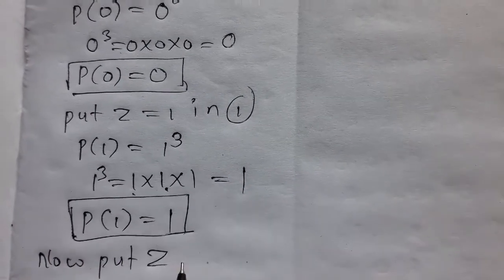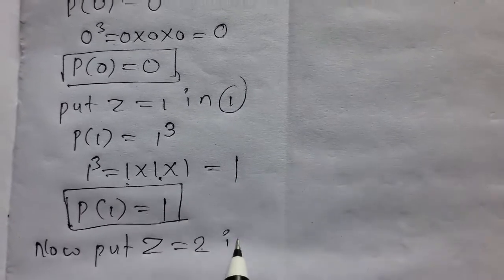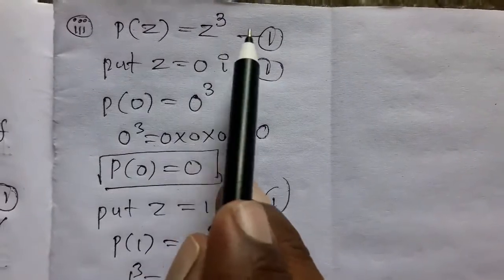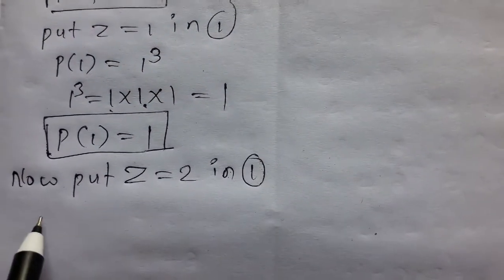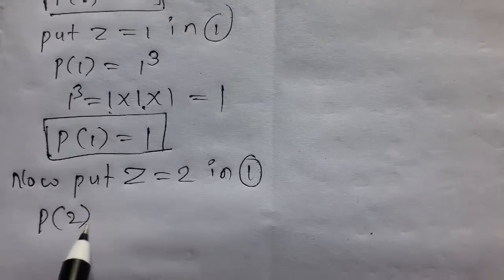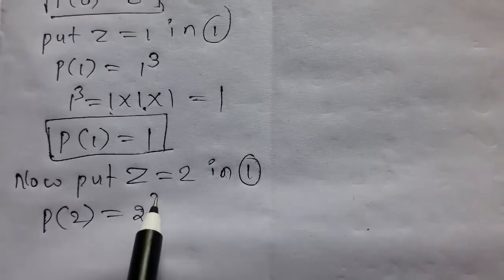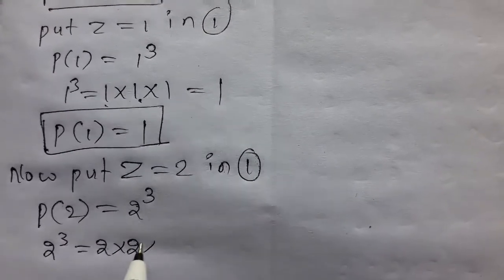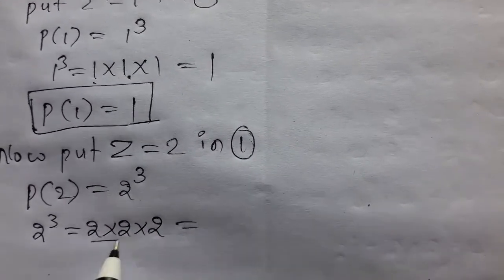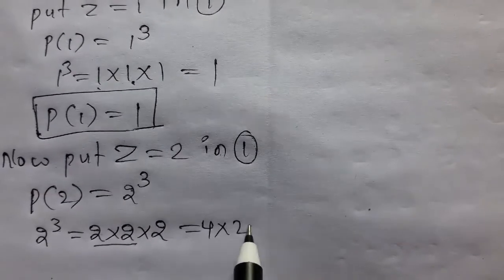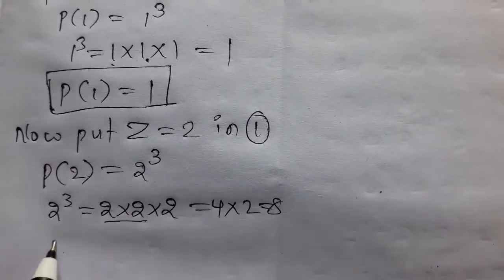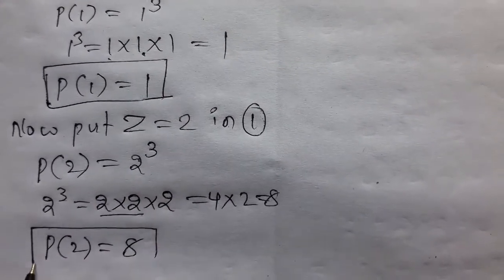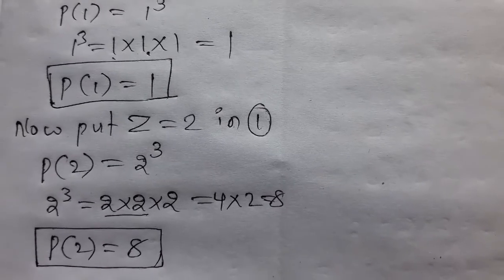Now put z equals 2 in equation 1. Equation 1 means what? P of z is equal to z cube. Isn't it? Now P of 2 is equal to 2 cube. See here, 2 cube means 2 multiplied by 3 times. That means 2 twos are 4, 4 twos are 8. So P of 2 is equal to 8. We got it. Now next question.